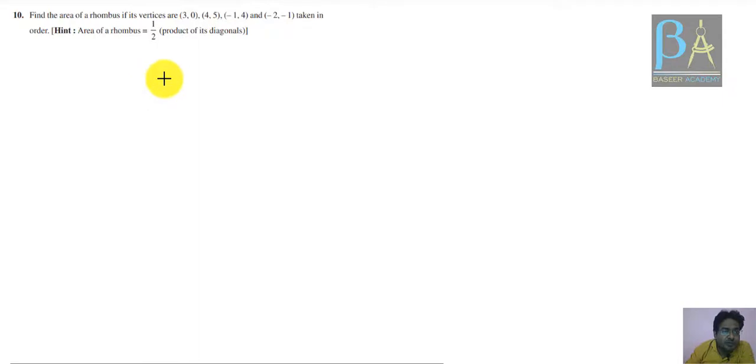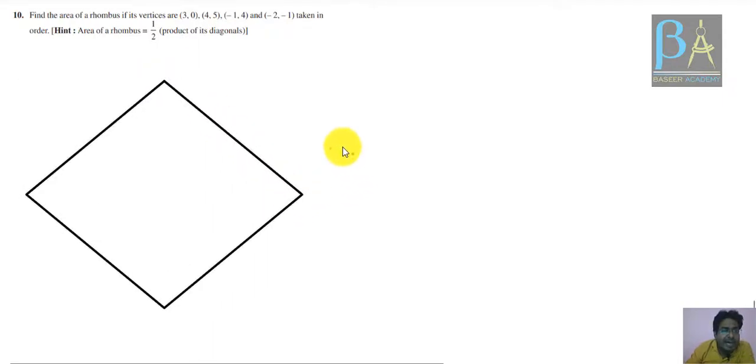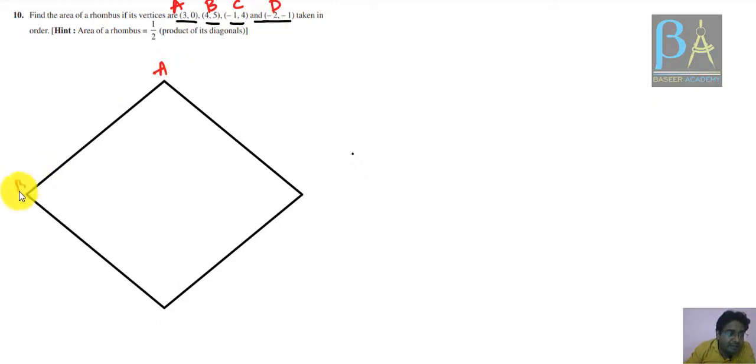Let me draw a rhombus for you. Let us say that is our rhombus, and I'm now going to take the coordinates in an order, which means I'm going to write them continuously. Let us say I denote this point as A, this as B, and this as C, and this as D. Now let me write them in order: A, B, C, D, continuous manner.